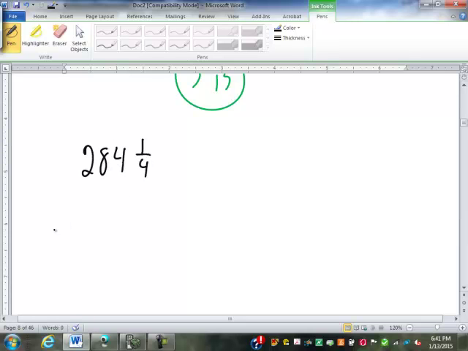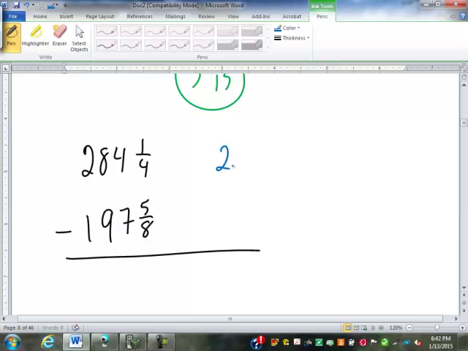So 284 and 1/4 minus 197 and 5/8. The 284 doesn't change, the 197 doesn't. Notice I'm still lining up the digits. What's your common denominator going to be? 8. So the 5/8 doesn't change. The 1/4 becomes 2/8.